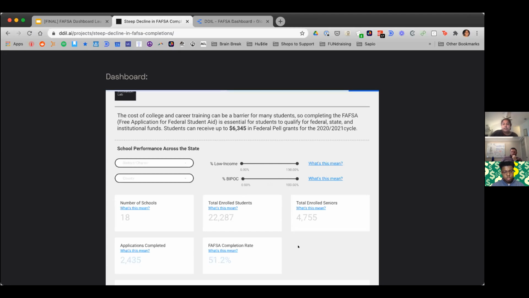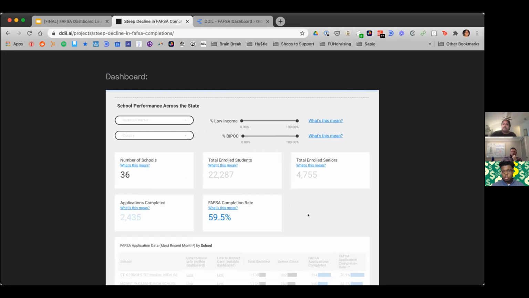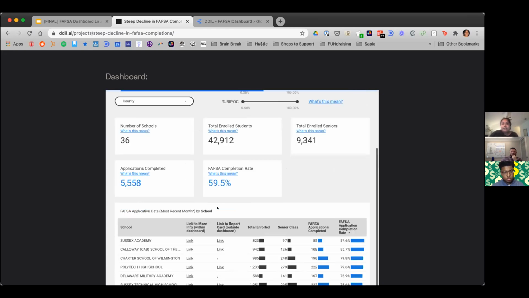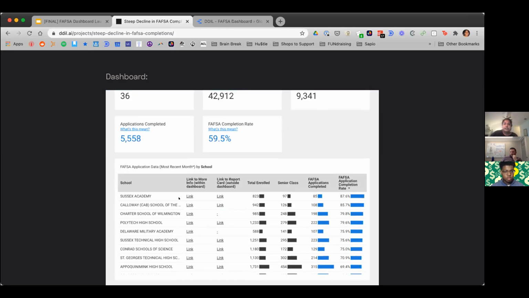This dashboard also allows us to easily access the metadata for schools as well as a school report card. So for example, if we look at the Conrad Schools of Science, we can then pull up additional information about their number of guidance counselors, their senior class size, and their specific trends from the last school year to school year ending in 2020.